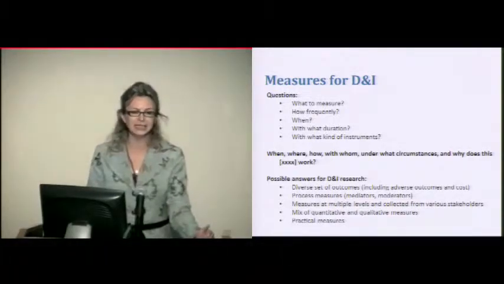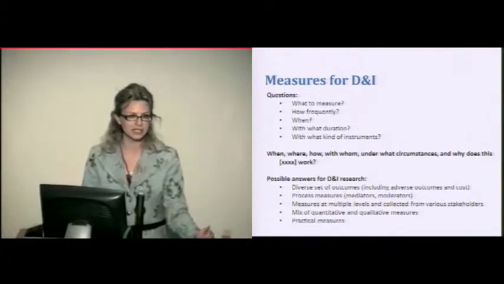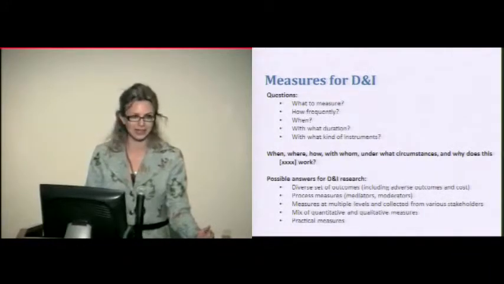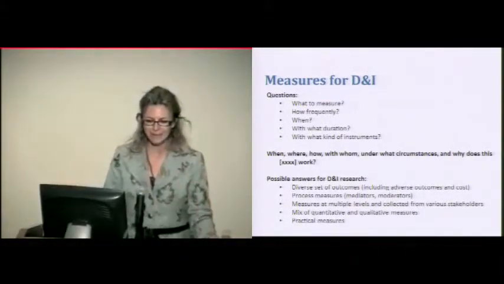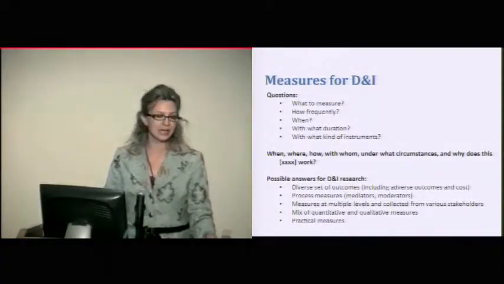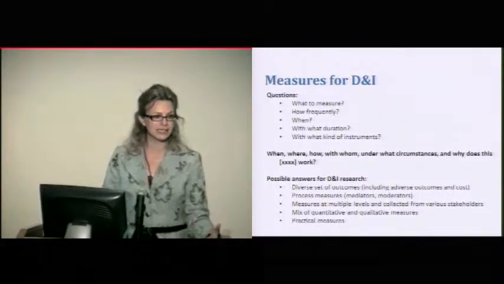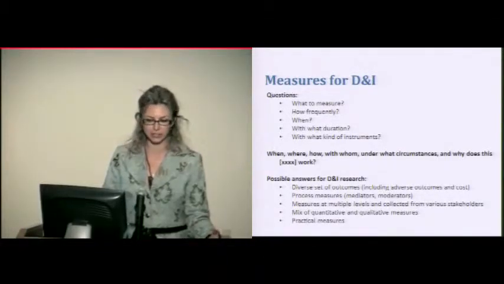A few possible answers for D&I research might be to use diverse set of outcomes, including adverse outcomes and cost. We heard in the previous panel that most of the studies actually did account for cost, which I was really excited to hear, and I wanted to ask more about it. Using and collecting not only outcome measures, but also process measures, which will provide some understanding of why something happened in a certain way.